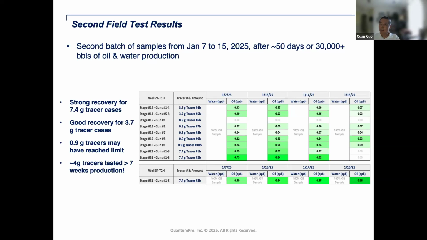Remember, one of the objectives is how long we can monitor the cluster level production. So when this cluster doesn't have any tracer recovery, it could be two things. One is there is no production from this cluster, or the reservoir is depleted. Second, it could be that the tracers in this cluster had completely depleted, so no tracer recovery, even though there is production. But I think the most likely case is that there is no production from this cluster.